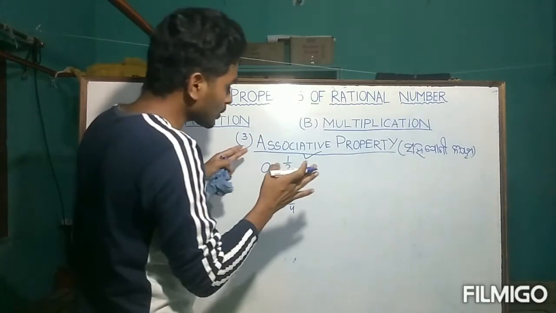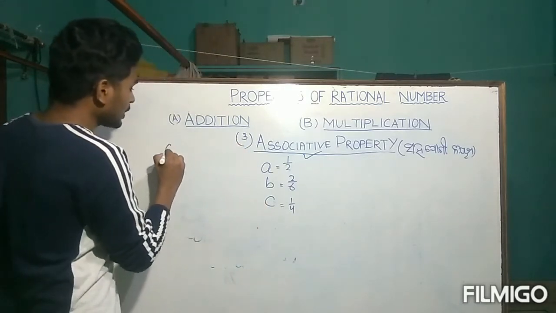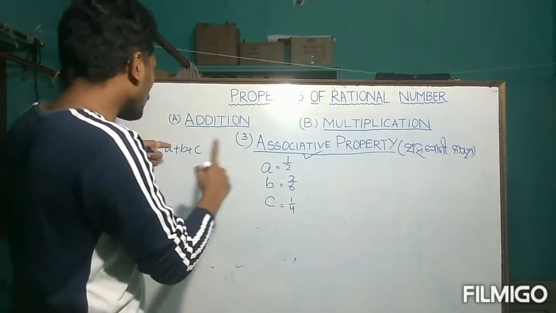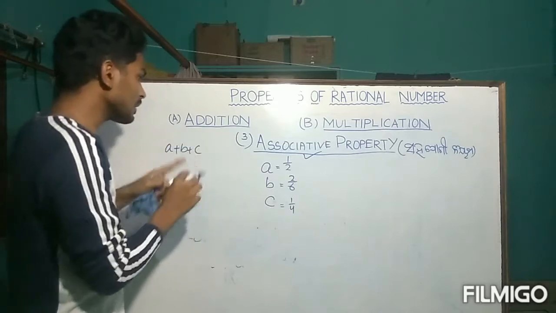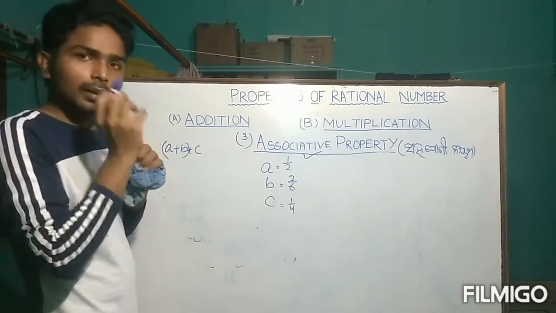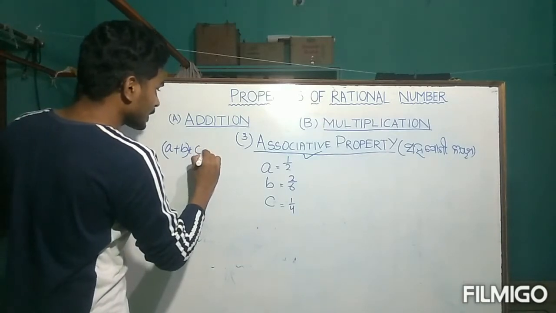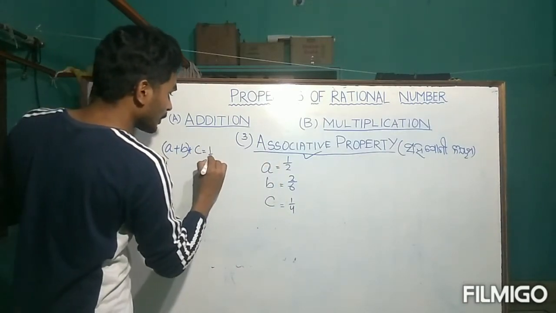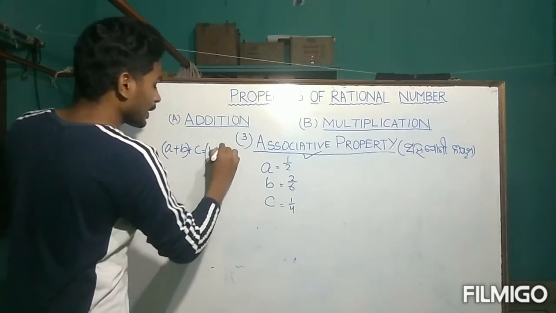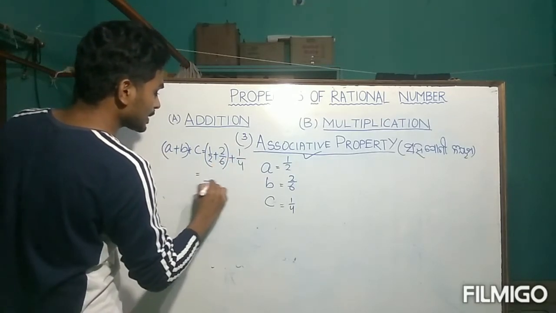See here, we have to first find a plus b plus c. We have to add all these three rational numbers but the condition is that we have to make a bracket of first two terms. Okay, then let us see the result. So in the place of a we can put 1 by 2 plus in the place of b we can put 2 by 6, okay, plus in the place of c 1 by 4. So LCM is 6.